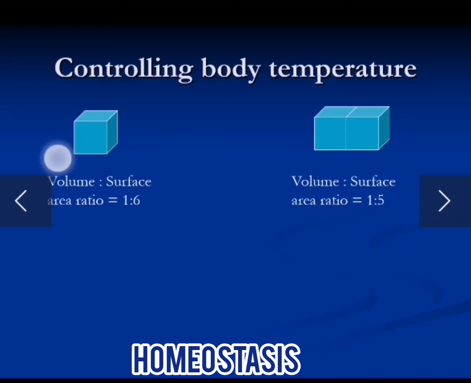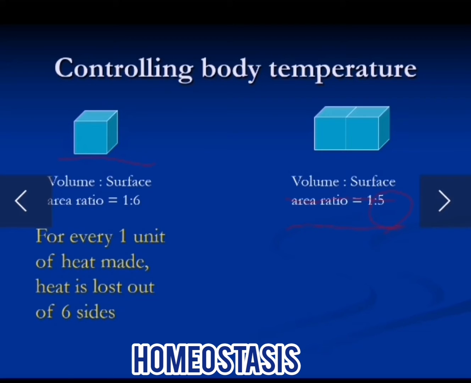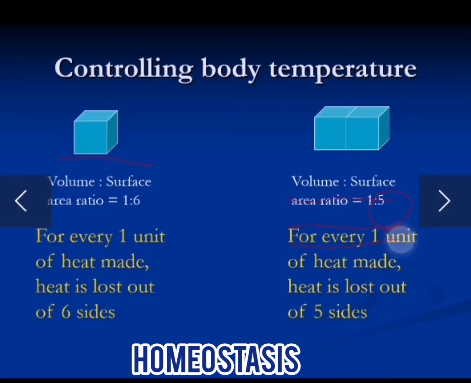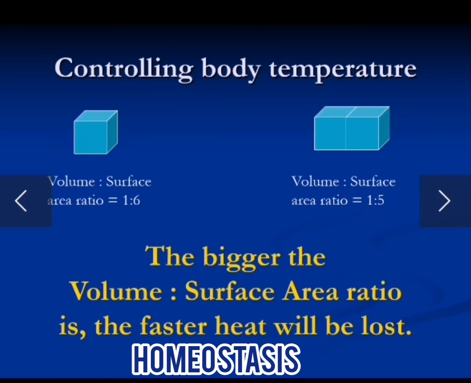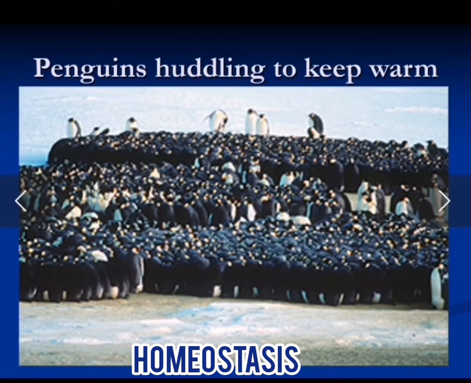So, the 1 cube has a surface area to volume ratio of 1 to 6, but the volume of 2 cubes has a surface area ratio of about 1 to 5. For every 1 unit of heat made, heat is lost out of 6 sides. But for every 1 unit of heat made, heat is lost out of 5 sides. The bigger the surface area to volume ratio is, the faster the heat will be lost.